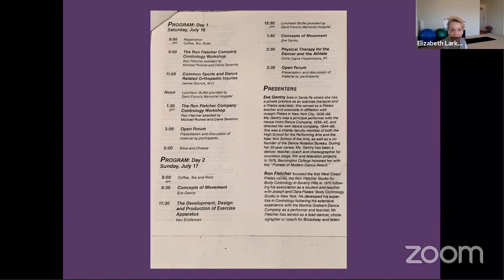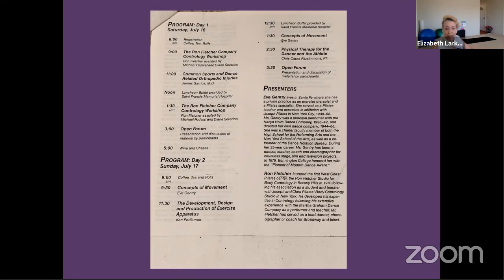So you can see that the program on day one involved presentations from Ron Fletcher, followed by a presentation from James Garrick, MD, followed by a presentation of Ron Fletcher. And that the next day, Eve Gentry was giving a presentation, followed by Ken Endelman's presentation about Pilates apparatus, the development from Joe's blueprints. And then the director of physical therapy at St. Francis Hospital, Chris Capra Fitzsimmons, was speaking about physical therapy for dancers.